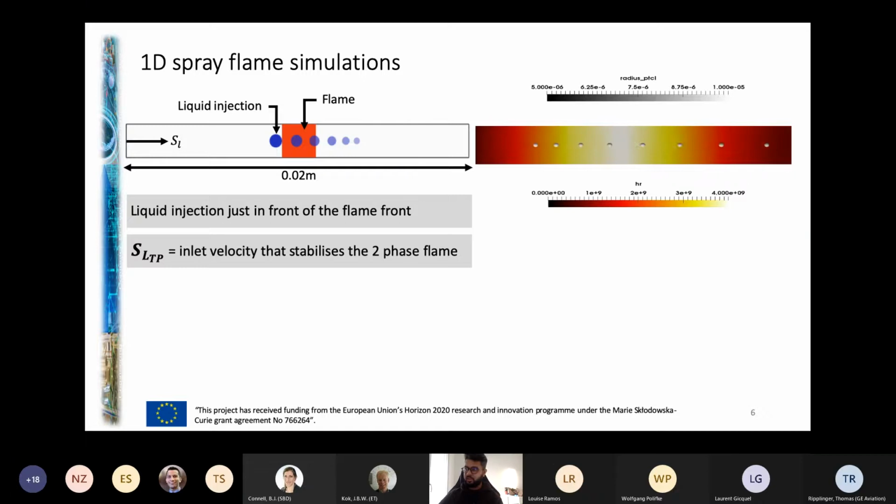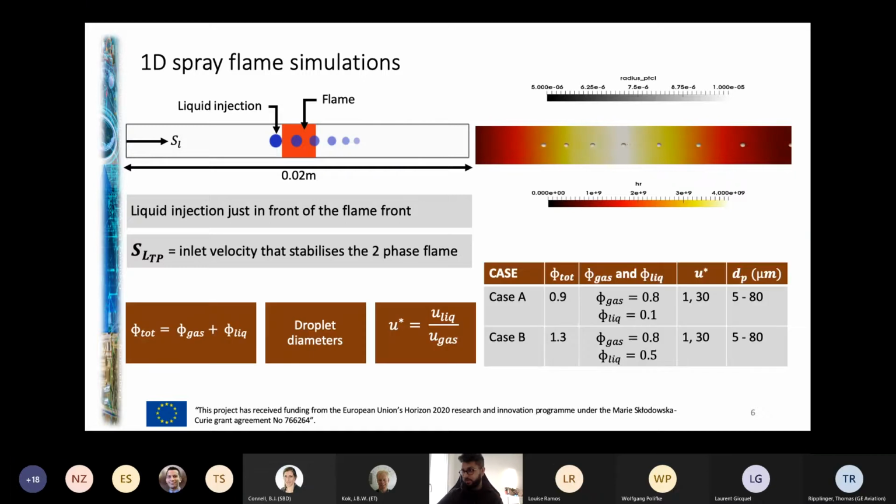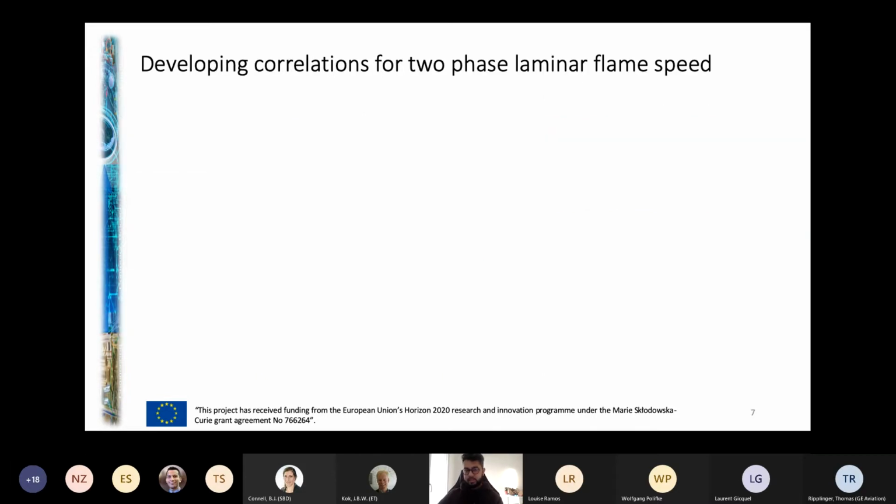So video is going on over there. This was done over a range of cases, for both rich and lean, with different droplet diameters. We also look at effects which you observe in gas turbines, where you have regions where the 2 phases are not together, not at the same velocity. I will move on and not show too much of the spray structures, but this led to the development of laminar 2-phase flame speed correlations.